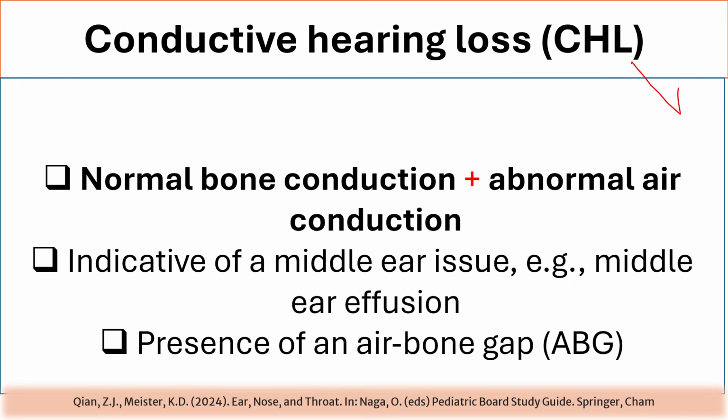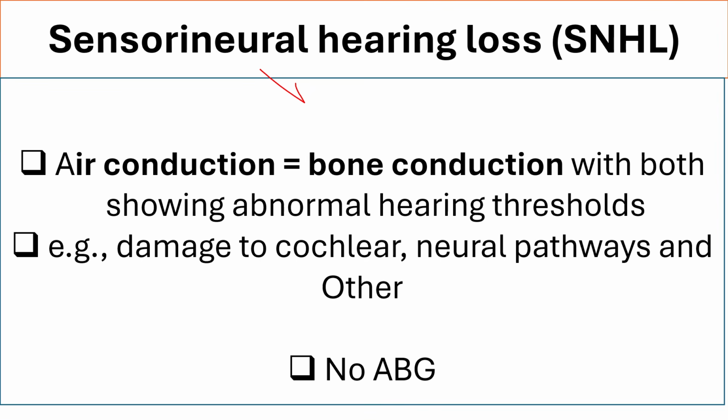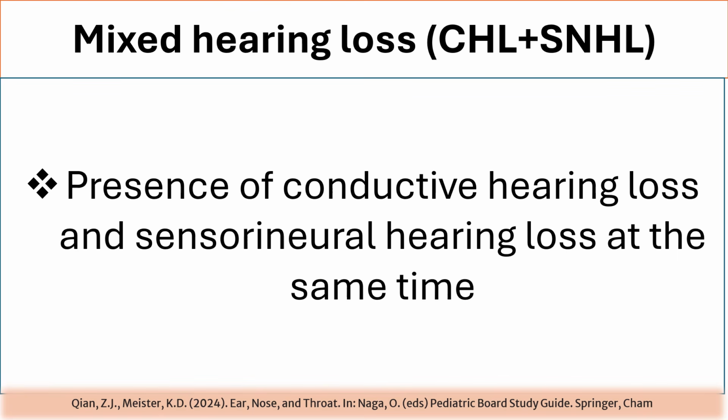To summarize what we mentioned before in the audiograms, conductive hearing loss means normal bone conduction thresholds with abnormal air conduction thresholds, indicative of a middle ear issue, for example, middle ear effusion, and the presence of an air-bone gap. Sensorineural hearing loss is when the air conduction is the same as the bone conduction, with both showing abnormal hearing thresholds, for example, damage to cochlear neural pathways and others, and no air-bone gap. Mixed hearing loss is the presence of conductive hearing loss and sensorineural hearing loss at the same time.